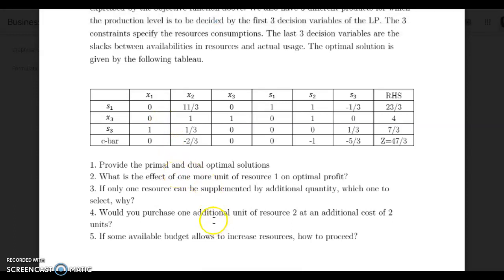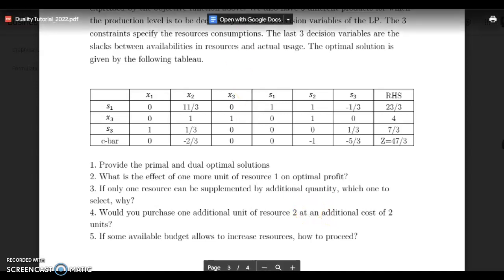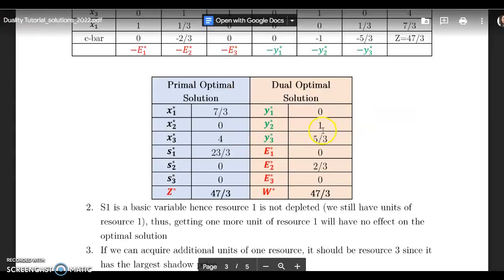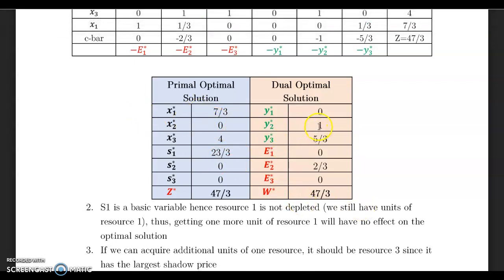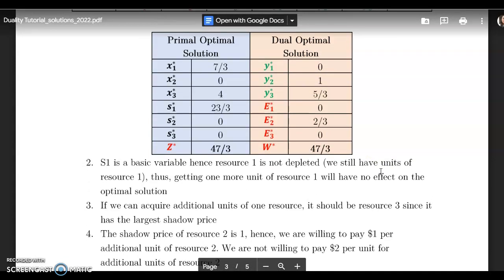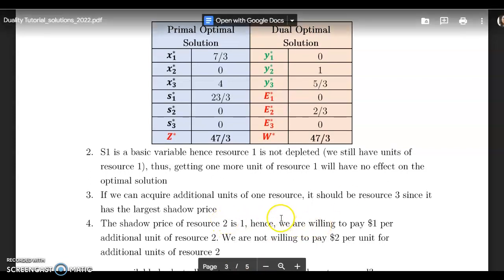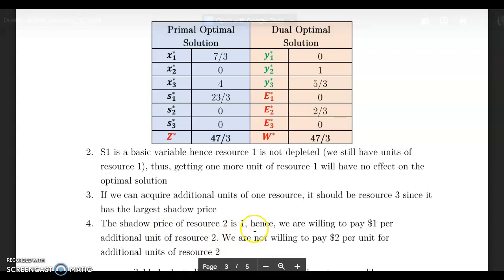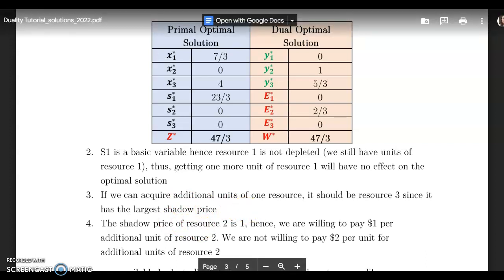So would we purchase 1 additional unit of resource 2 at an additional cost of 2 units? It means $2 here. The shadow price of resource 2 is $1. So getting one additional unit of resource 2 at $2 is not logical, since the shadow price of resource 2 is 1, hence we are willing to pay $1 per additional unit, and we are not willing to pay $2 per unit. So we will not be accepting this offer.